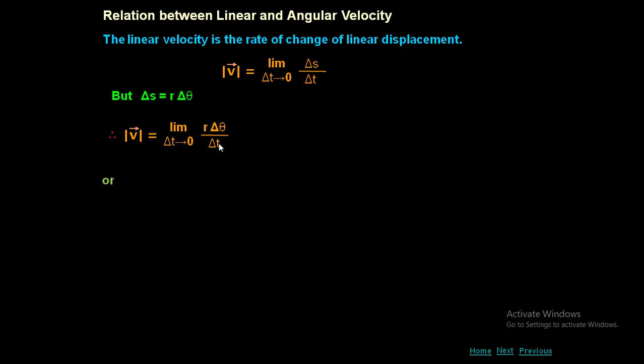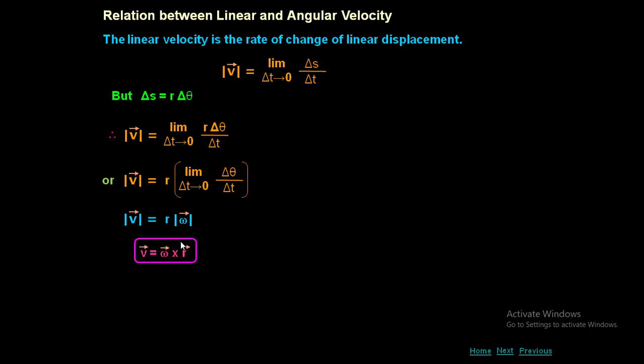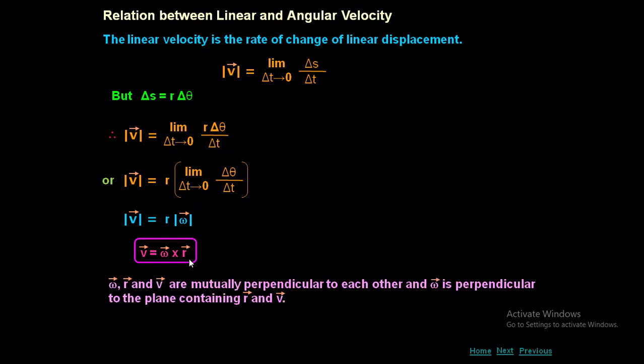Now delta theta by delta t is nothing but omega bar. So v bar is equal to r times the limit delta t tends to 0 of delta theta by delta t, which is nothing but omega bar. So the relation is v equal to r omega, or we can also represent this as v bar is equal to omega bar cross r bar. It's a cross product. Omega bar, r bar and v bar are mutually perpendicular to each other, and omega bar is perpendicular to the plane containing r bar and v bar. This you have to remember.